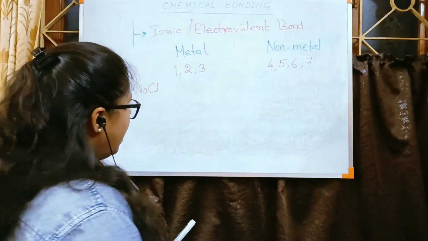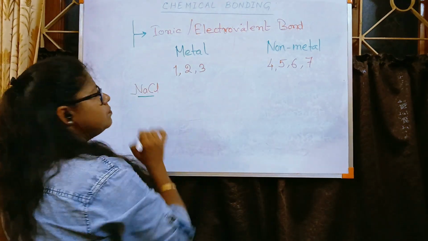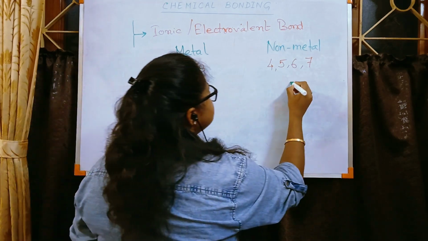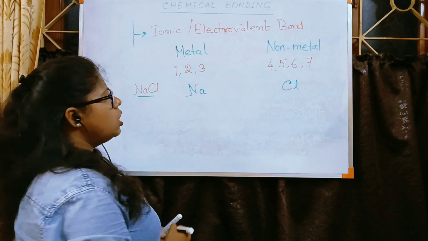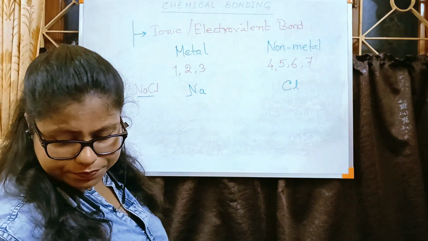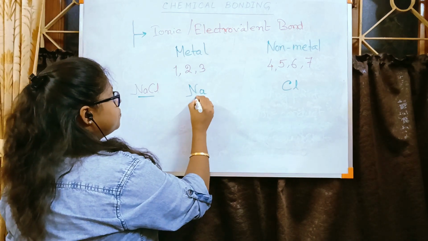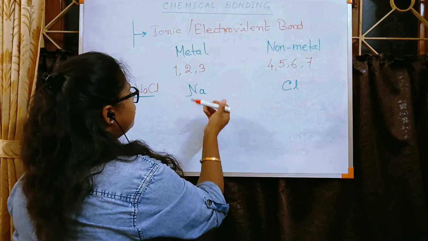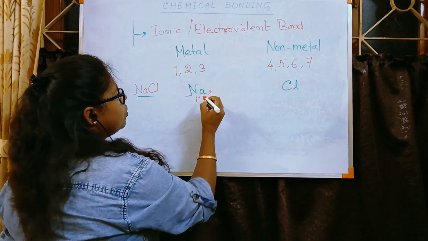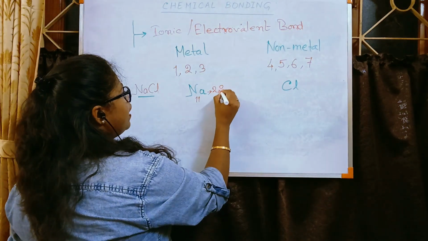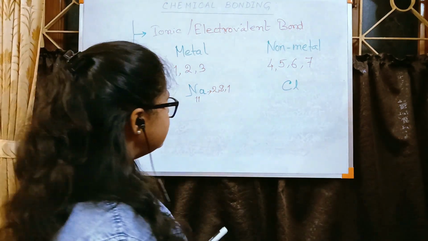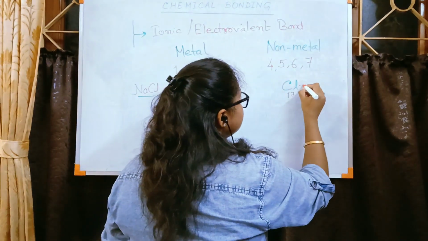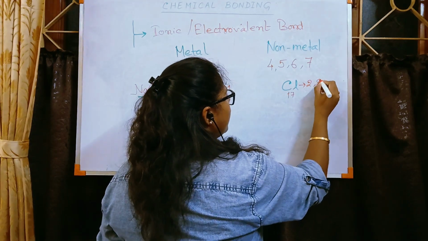Now see, in this salt, Na is my metal, Cl is my non-metal. Sodium's atomic number is 11. So what will be its electronic configuration? 2, 8, 1. Yes. If you talk about chlorine, its atomic number is 17. What will be its electronic configuration? 2, 8, 7.